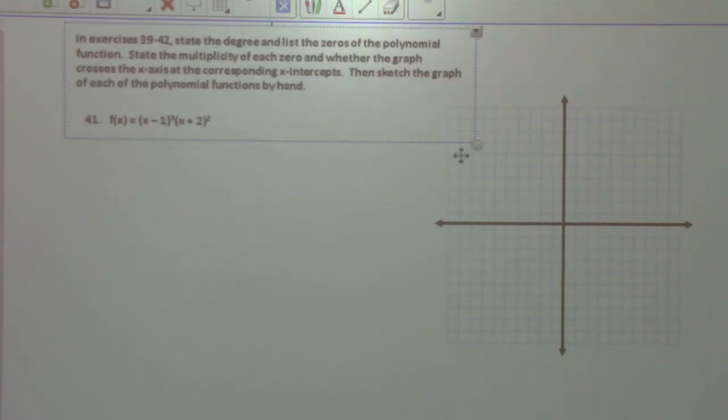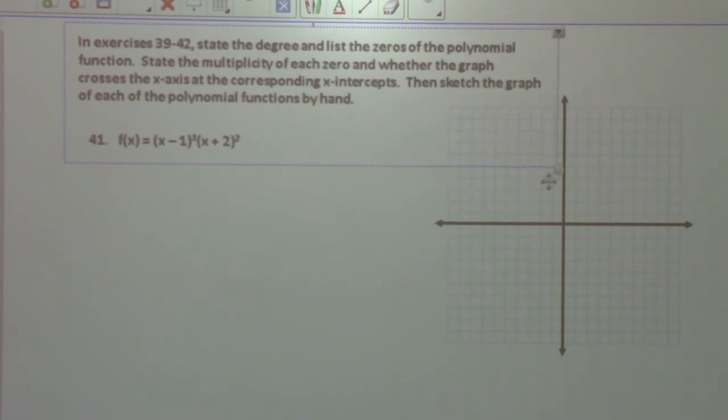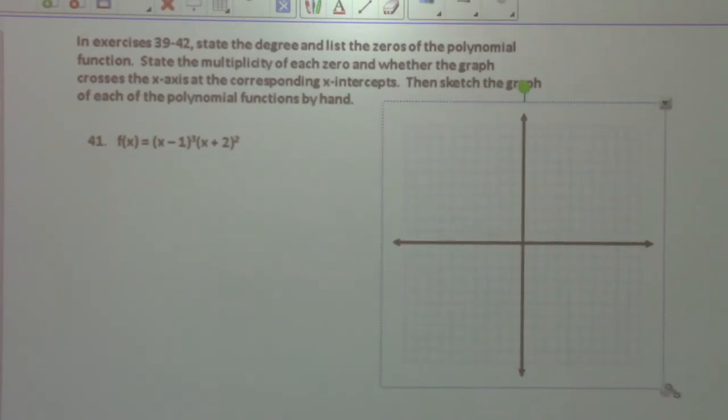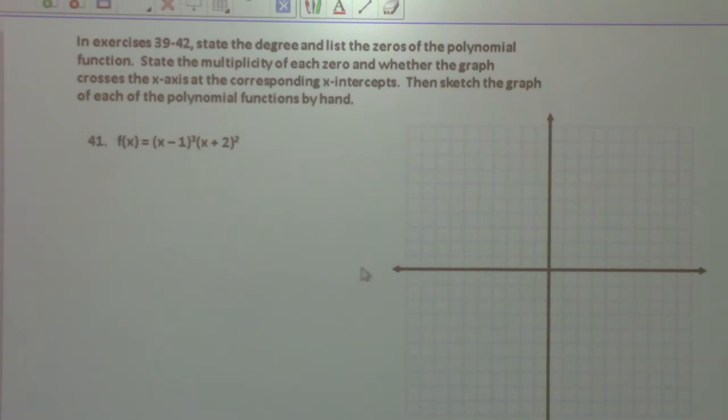Now, two of our students were not here yesterday, so the way we're approaching that is to just work on that. The first thing we're going to look at is stating the degree of this function. So we look at problem 41. What is our degree going to be here?